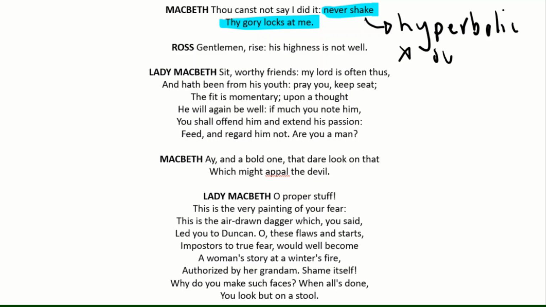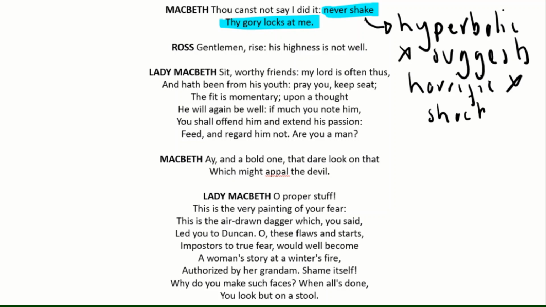And it suggests the horrific and shocking nature of the ghost. Particularly here the word gory. And then highlight that "dare look on that which might appall the devil."